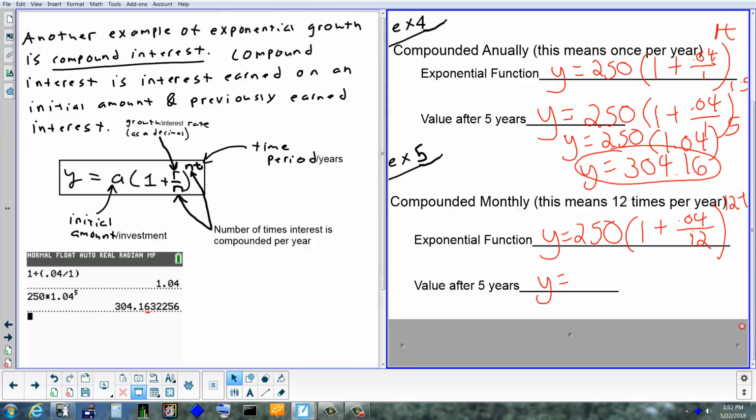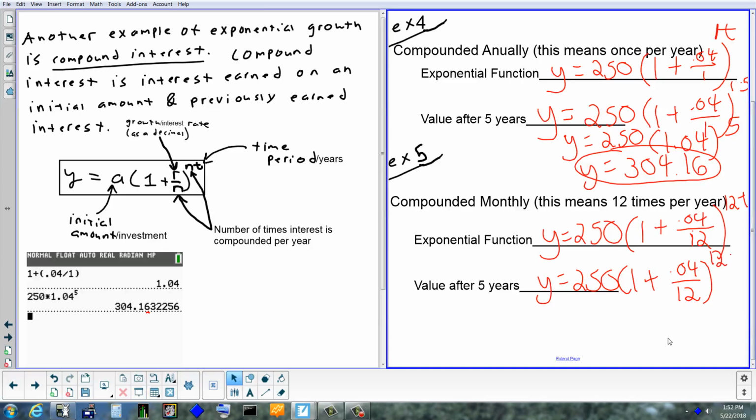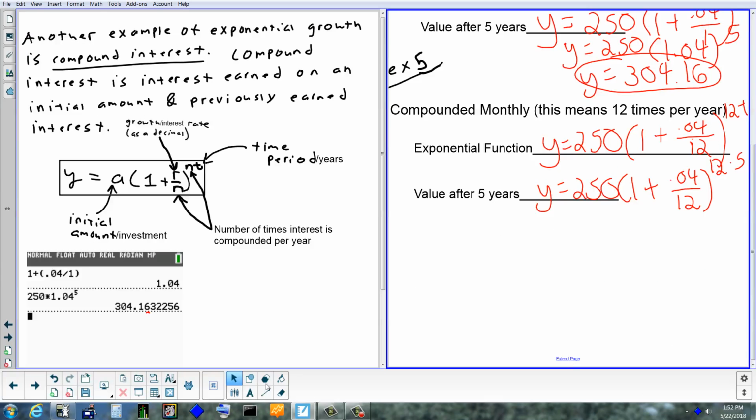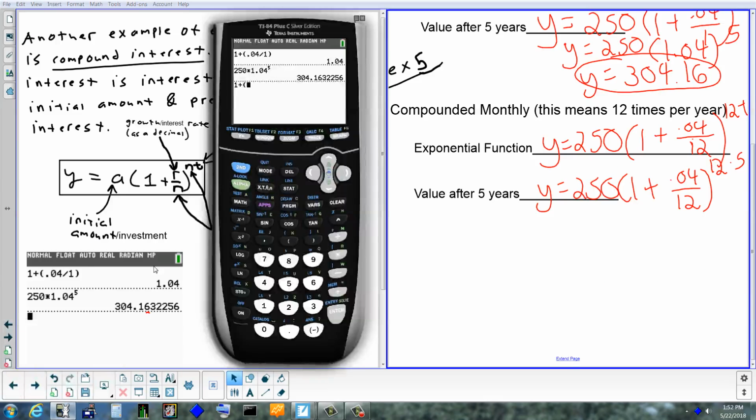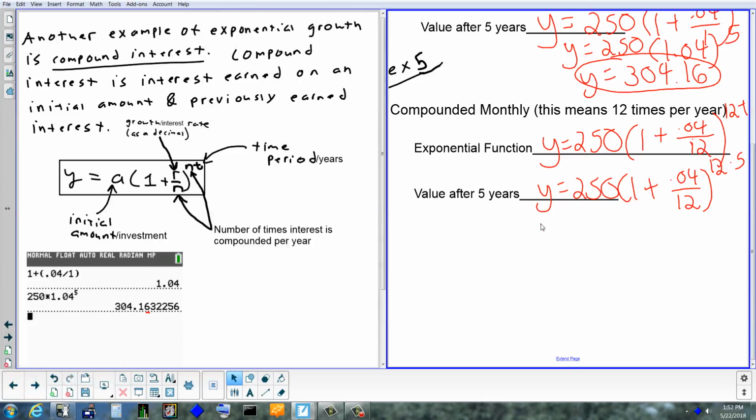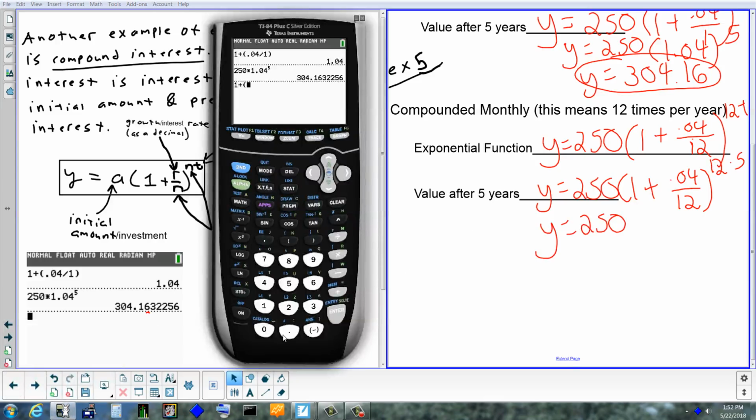So y equals 250 times 1 plus 0.04, divided by 12. The only new thing we have to add is in for what? T becomes what? 5. 12 times 5. Again, I'm going to simplify y equals 250. Now, at this point, guys, you want to use your calculator for this. Do what's inside.